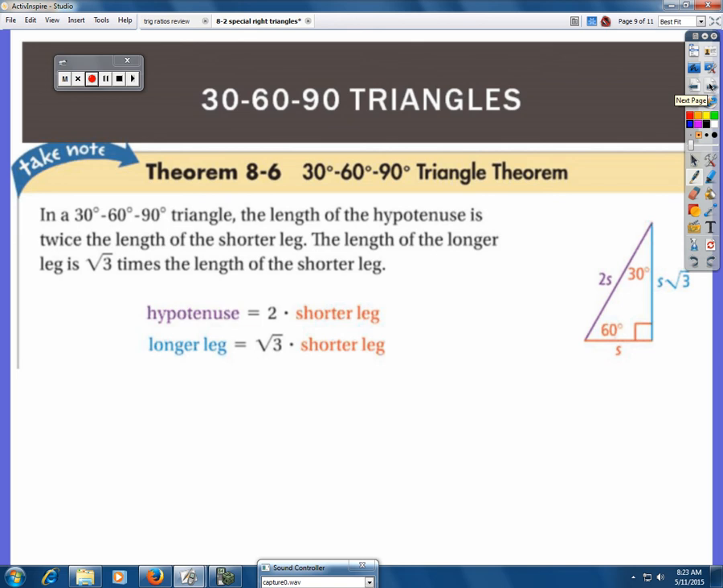The 30-60-90 right triangle is also a right triangle, but notice the S is the shortest leg, and the S times the square root of 3 is the longest leg. So the longer leg is square root of 3 times the shorter leg. We start with the shorter leg. The shorter leg is always your basis for these problems. And then the hypotenuse is just 2 times whatever that shorter leg is. If I knew the hypotenuse, I would divide by 2 to get the shorter leg. If I knew the longer leg, I would divide by square root of 3. So draw that picture in the box.